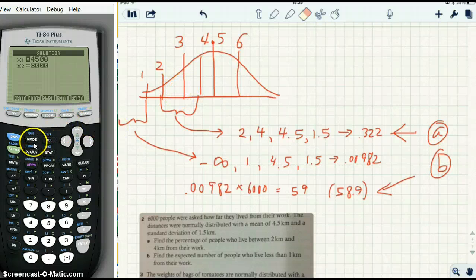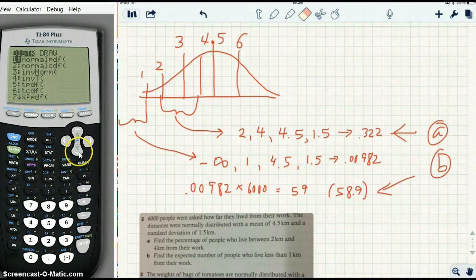We figure out the percentage by using the function on the calculator for normal distribution. We access it by doing second distribution, and we're going to go to normal CDF, and we're going to put in 2 for the left boundary, 4 for the right boundary, and then we're going to put the mean 4.5, right? And the standard deviation is 1.5. And then we're already done. Paste, enter.